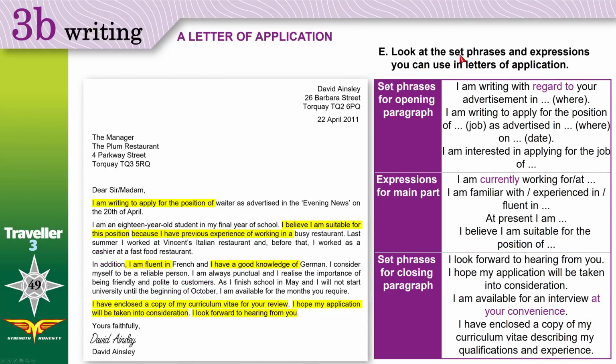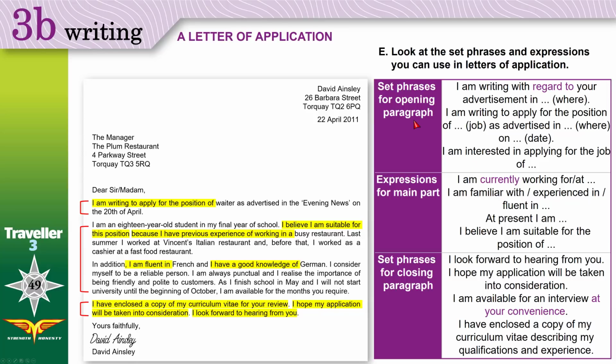E. Look at the set phrases and expressions you can use in letters of application. You can use these when you write a letter of application. How many paragraphs do we have? We have 1, 2, 3, 4 paragraphs. The first one is the opening paragraph. Paragraphs 2 and 3 are the main part, and this is the closing paragraph. This is what you can use in each of these paragraphs.